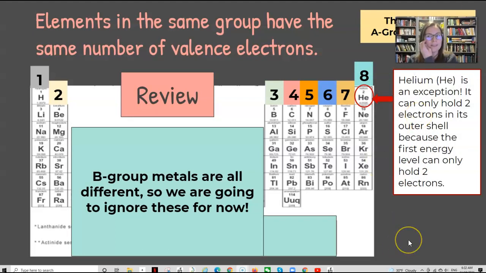Okay, so there is one exception. And you should know this exception now after drawing those Bohr models. Helium is the only atom that can only hold 2 in its valence shell. So notice this is an 8A, so we would think that anything in this column should have 8 dots around it, but not helium. It's literally the only atom on the periodic table that is an exception to this pattern or this rule. So jot that down. Helium will have only 2 electrons in its outer shell, even though it's in group 8A.